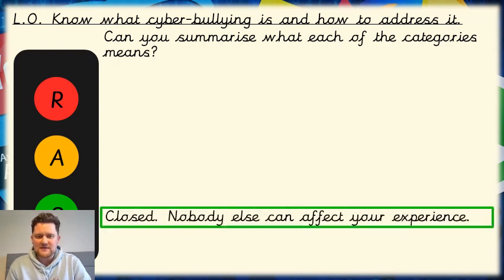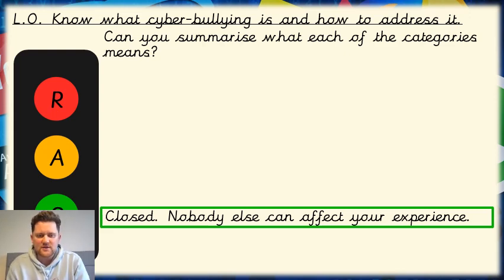The green websites, these are closed. This means nobody else can affect your experience. Now, I've heard quite a few people saying that these are offline programs. Now, a lot of the time they are, but there are some things that are online that are closed. So you can get things like Microsoft Word online or PowerPoint online that nobody else can come in and affect your experience. It's more that nobody can come from the outside in and affect the things that you're seeing, reading, viewing.